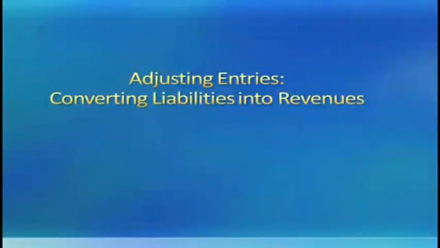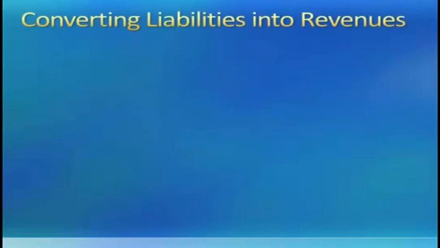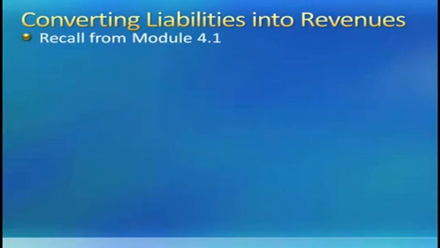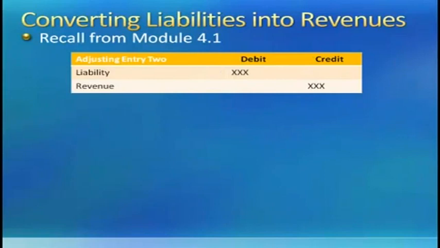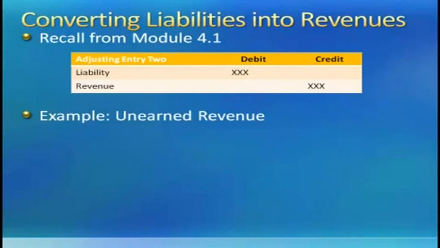In this module, we will discuss the second type of adjusting entry, the adjusting entry that converts liabilities into revenues. Recall from Module 4.1 that the second adjusting entry involves a debit to a liability account and a credit to a revenue account. The unearned revenue liability balance sheet account is a common example of the accounts that require this type of adjusting entry at the end of the accounting period.